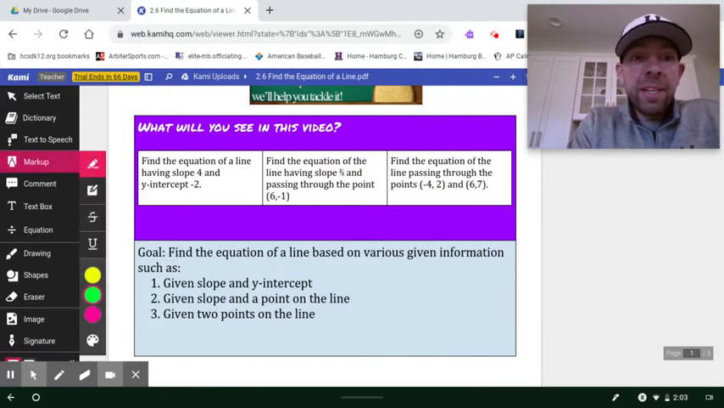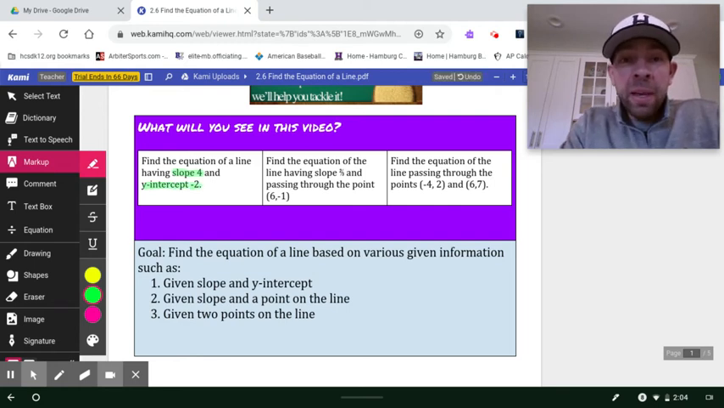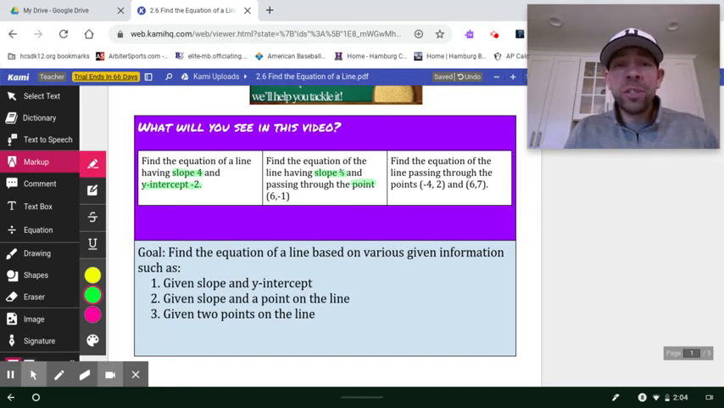First of all, we're going to find the equation of a line based on being given the slope and a y-intercept. Okay, that's not going to be too bad. We're going to make that look real easy. We're also going to find an equation of a line that has a given slope and passes through a given point. That's going to be just a tick more challenging.